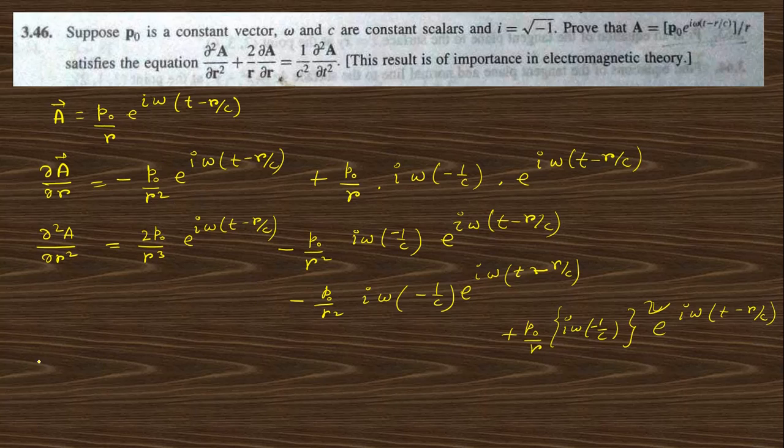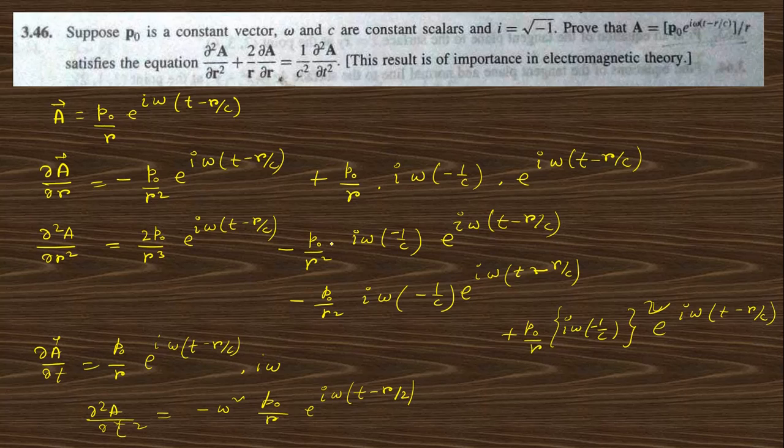Now we need to add the partial derivative with respect to t. If we differentiate with respect to t, this will be p0 by r e to the power i omega (t minus r by c), and you get an i omega. The double derivative ∂²/∂t² gives another i omega, so minus omega square p0 by r e to the power i omega (t minus r by c).